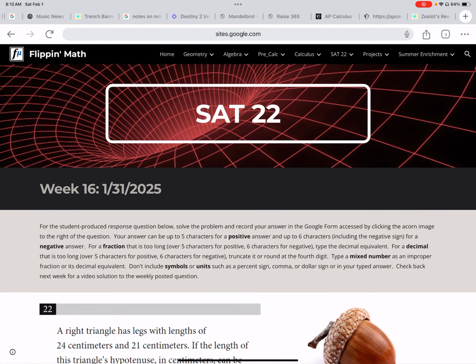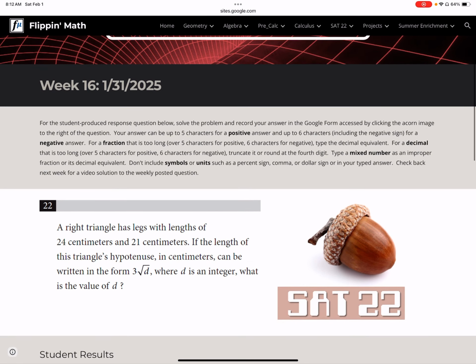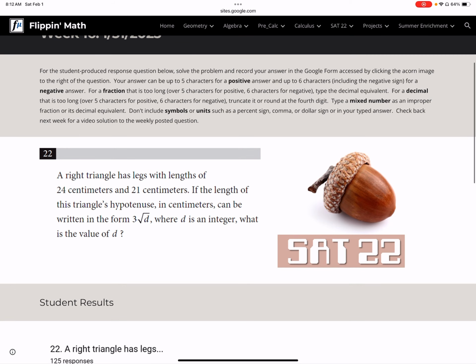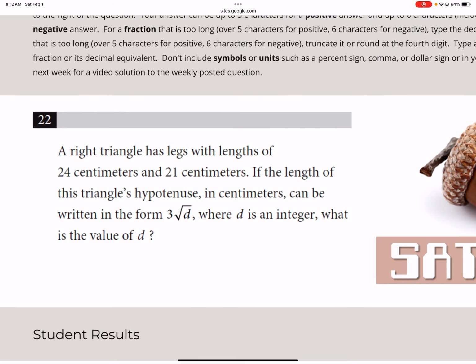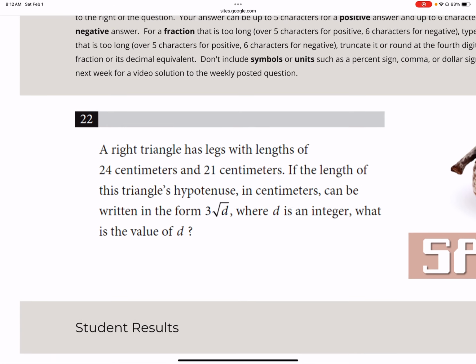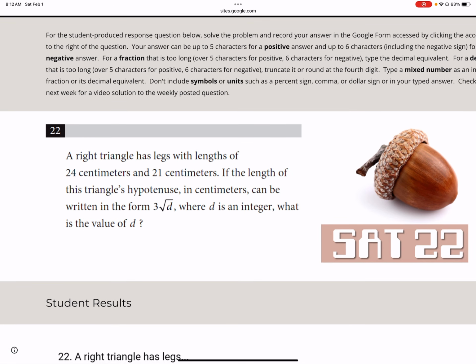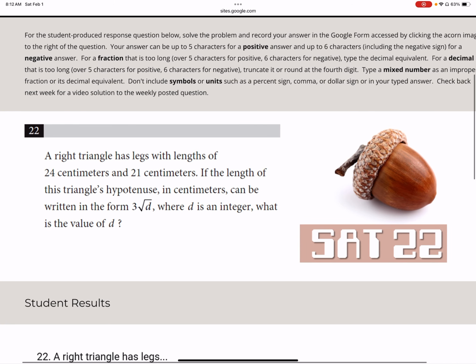All right, SAT 22 for week 16. We've got a right triangle that has legs with lengths of 24 centimeters and 21 centimeters. If the length of this triangle's hypotenuse in centimeters can be written in the form 3 square root d, where d is an integer, what is the value of d?